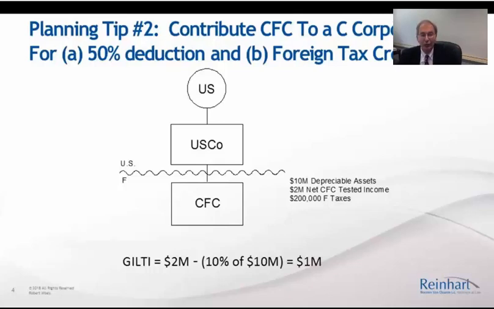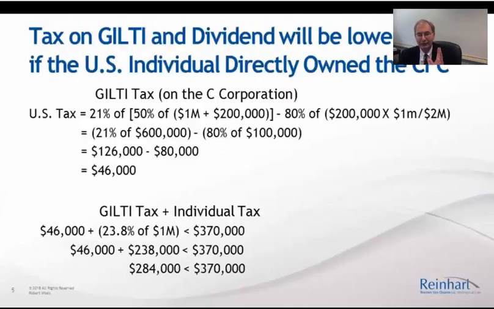So let's look at how the numbers work. I don't like to go too detailed in numbers, but I kind of have to this time. The corporate U.S. tax on the GILTI is $46,000. How do we get there? The 21% corporate rate times half. Remember the 50% deduction of $1.2 million. The $200,000 plus the $1 million, that $200,000 is the gross up. That comes out to $126,000 less $80,000. That's the haircutted foreign tax credit on the $200,000 based on the percent of GILTI out of income. So it's only $46,000.